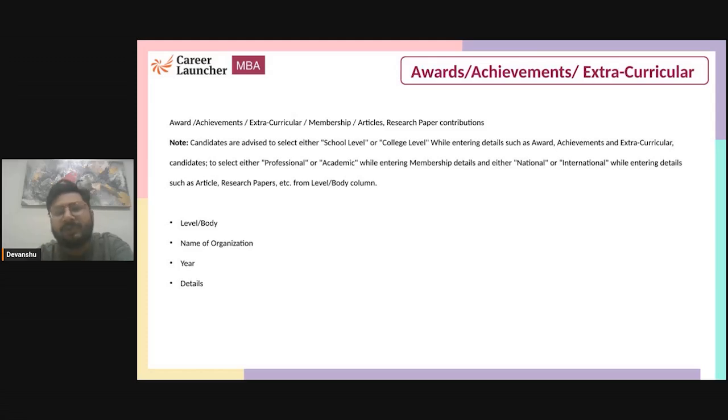Okay. Now, there's a note also given: candidates are advised to select either college or school level while entering details such as award, achievement, or extracurricular activity. So you have to select whether it was school level or college level, to select either professional or academic while entering the membership details. Okay, and finally, either national or international while entering details such as articles, research papers, and the other things for the level or body column. Okay, so basically they are talking about the level or body column. Okay, and you have to mention which category you belong to.